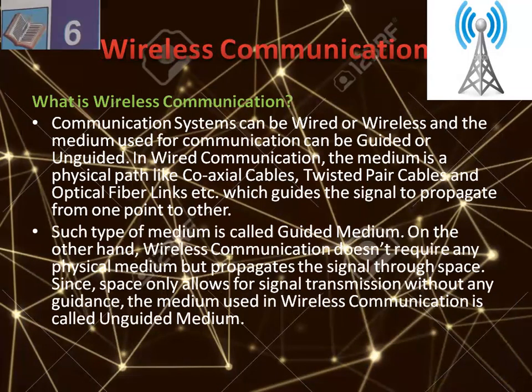In wired communication, the medium is a physical path like coaxial cable, twisted pair cable, and fiber optic cable links, which guide the signal to propagate from one point to another. Such a type of medium is called guided medium. On the other hand, wireless communication doesn't require any physical medium but propagates the signals through space, since space only allows for signal transmission without any guidance. The medium used in wireless communication is called unguided medium.